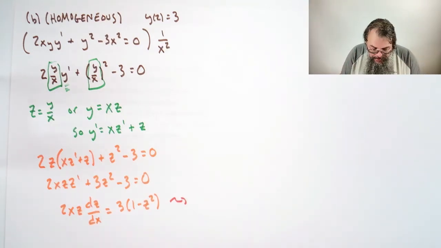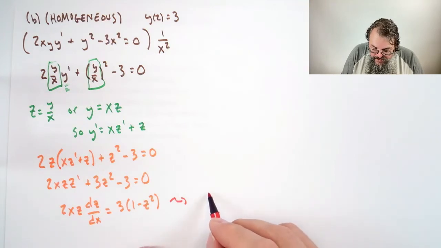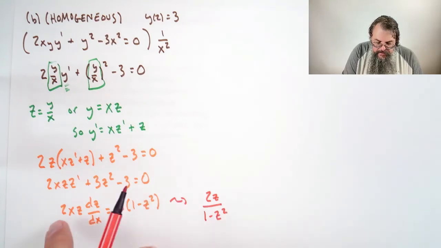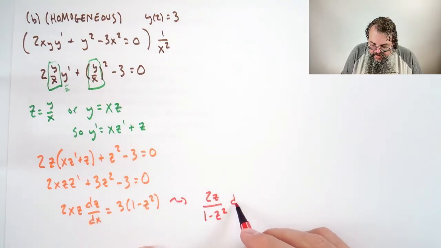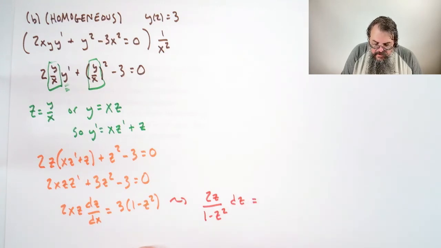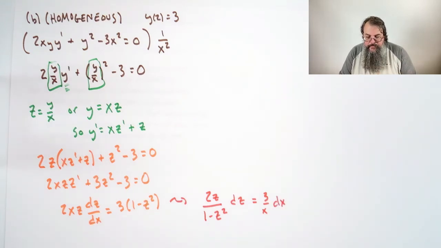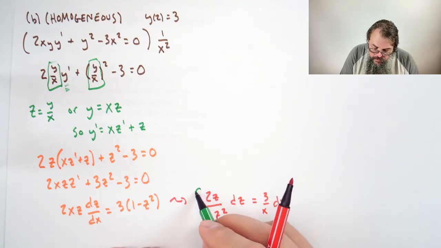It's a beautiful thing. All right, so we're going to have 2z divided by 1 minus z squared. So I'm leaving the 2z there. dz is going to be equal to, over here, 3 over x dx. And now, integrate both sides.